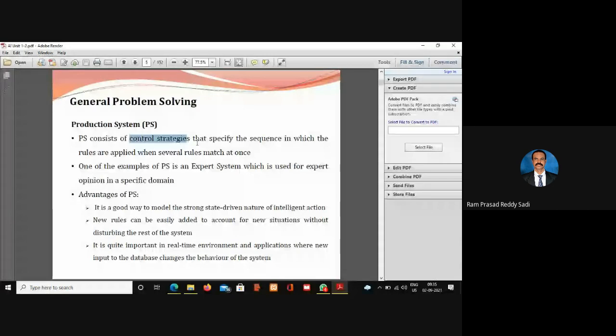The advantage of the production system is that it's a good way to model the strong, state-driven nature of intelligent action. You'll have a certain predefined set of rules, and if the rule is satisfied, 100% that action can be taken. Suppose new rules are to be added, yes, you can happily add new rules to the existing set. Suppose the existing rules are not sufficient to arrive at the solution, then you can add new rules. And in real-time applications, it is quite important where new input to the database changes the behavior of the system.